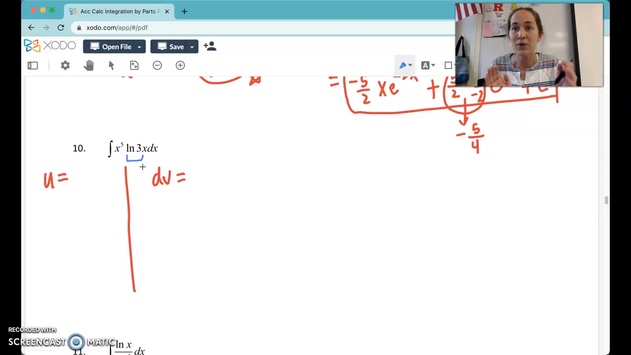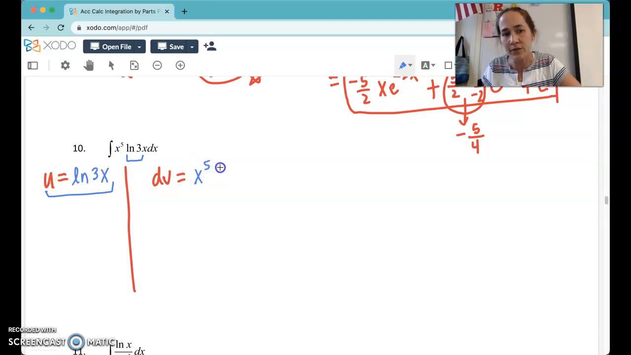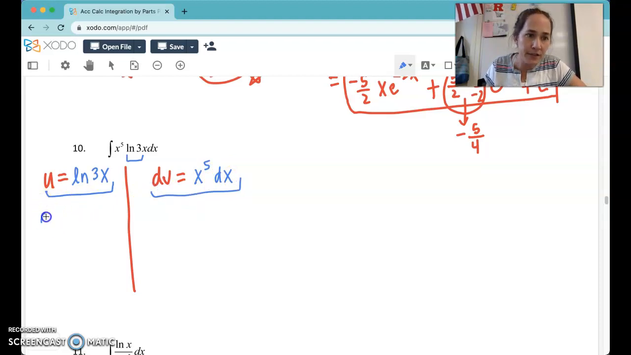Here's the problem. We don't have a simple integration rule for ln. Anytime you see an ln in the problem, you need to pick it to be your u because we do know how to take a derivative of ln. So we'll put the ln over here this time. That leaves the x to the 5th and the dx to go with the dv. So you've got du dx.